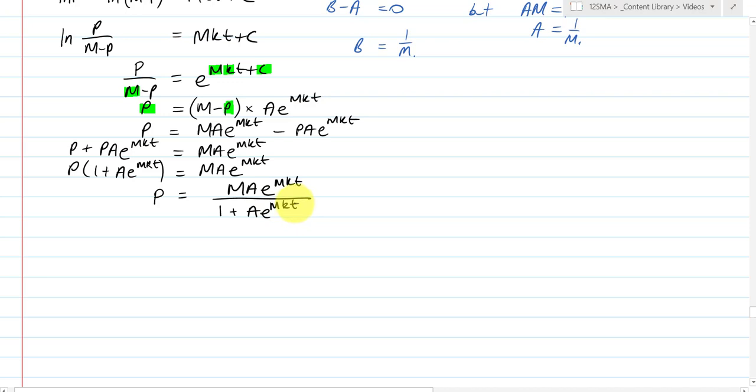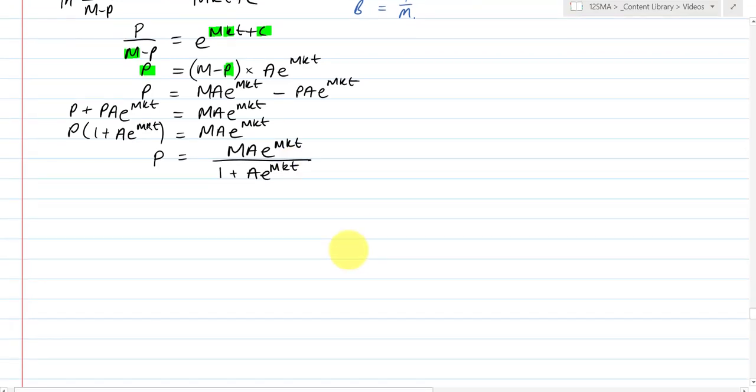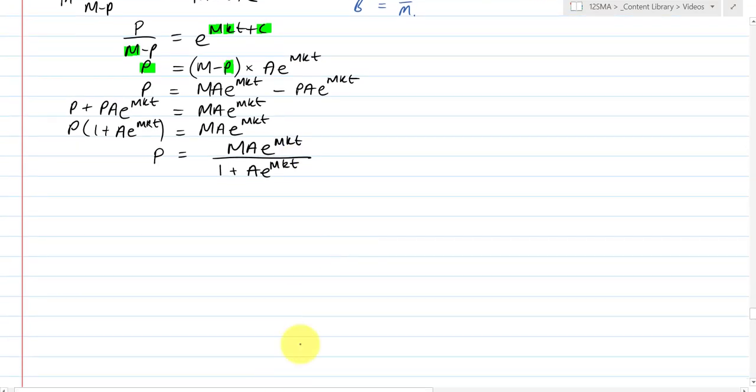Now, there's a couple of things I can do with this. The first is that we often incorporate the m and the k together. So we say something like let mk equal just k or k1 or something like that. And so I get ma e to the k1t, but I'll just call it k. It's just incorporated into the k. Over 1 plus a e to the kt.